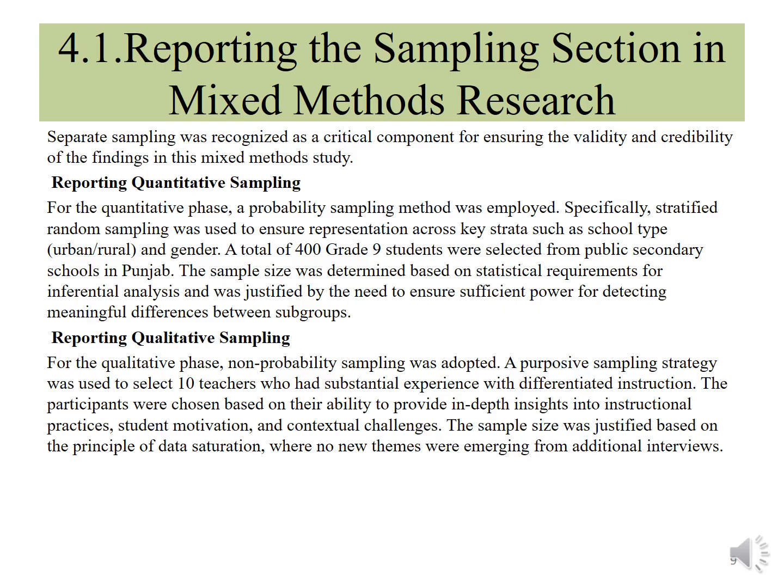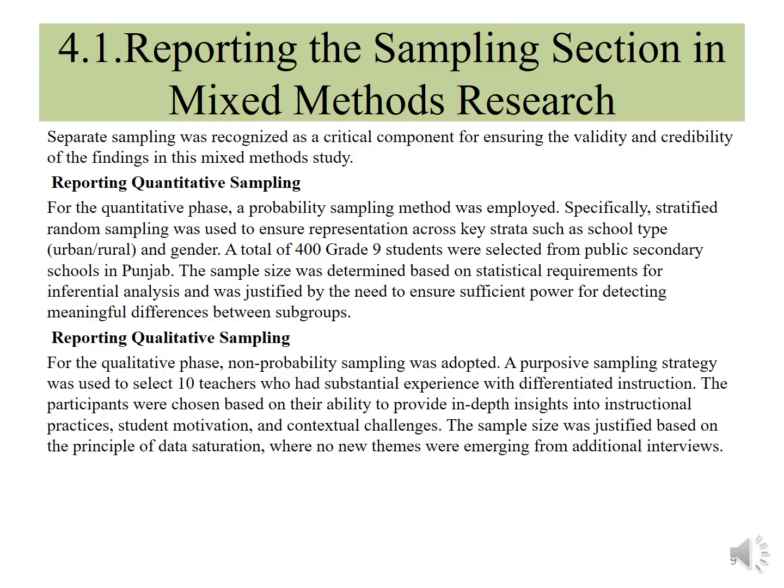For the quantitative phase, a probability sampling method was employed. Specifically, stratified random sampling was used to ensure representation across key strata such as school type, rural or urban, and gender, male or female. So see, they have described that the probability sampling is there and stratified random sampling is there, and the reason to use that very sampling is also there.